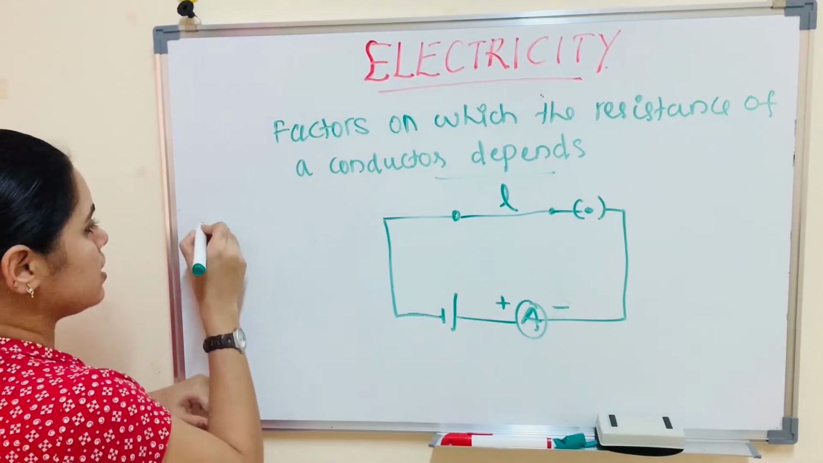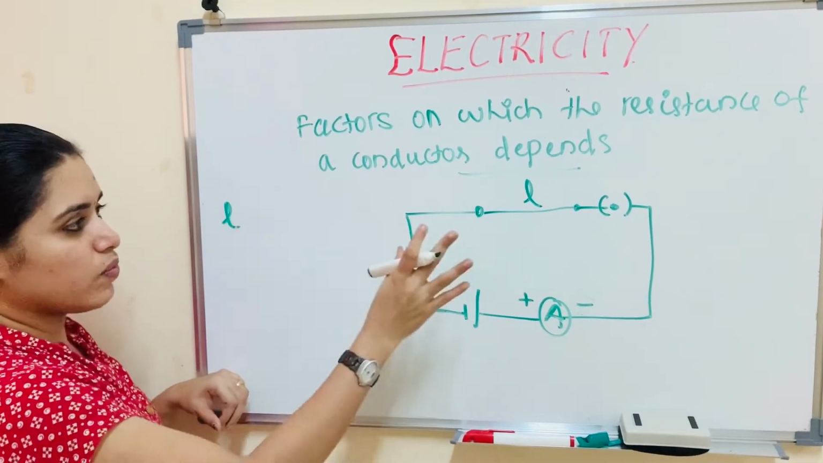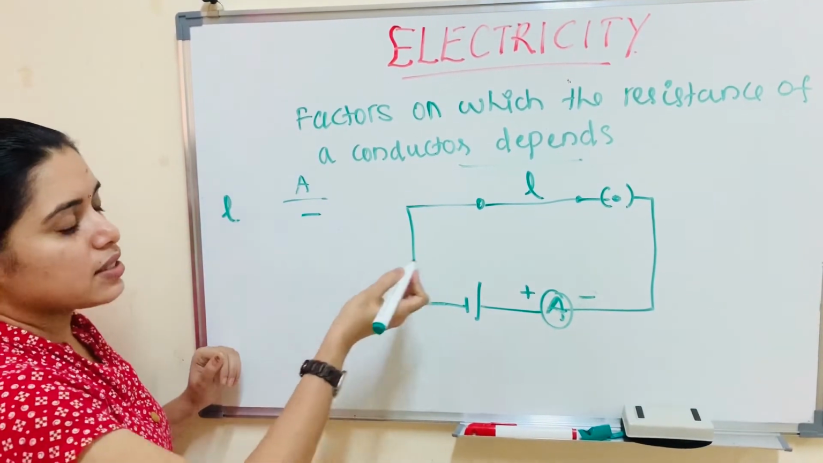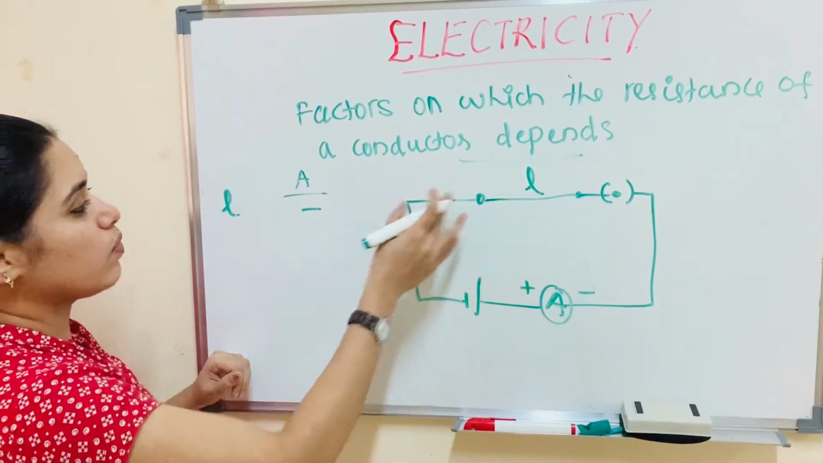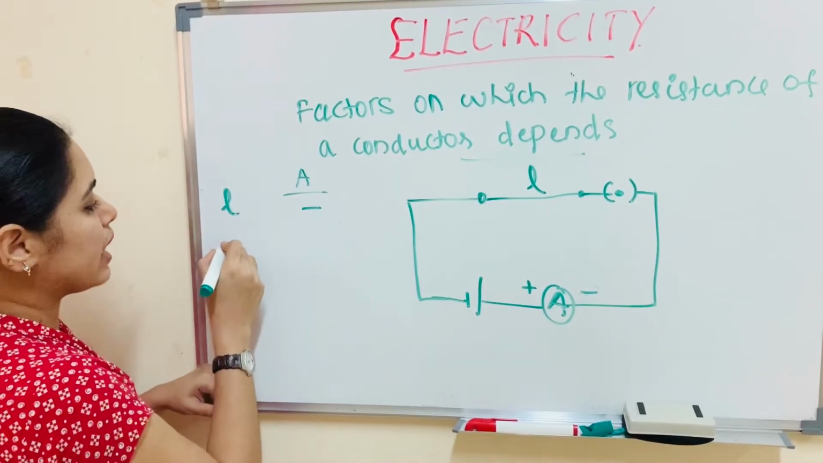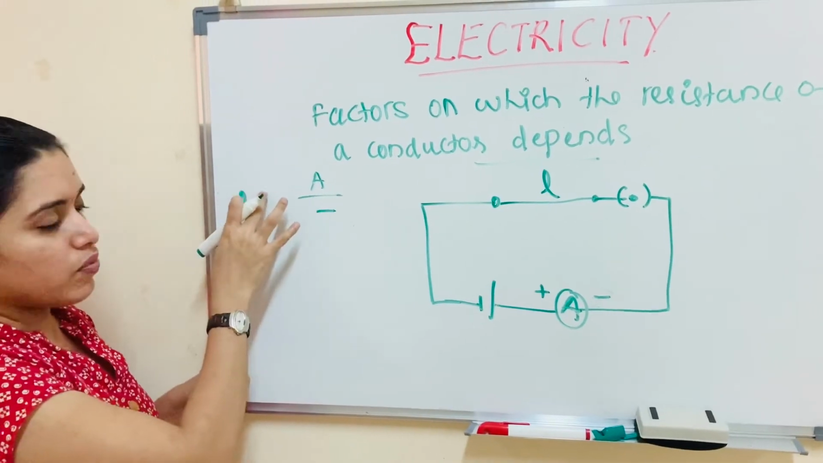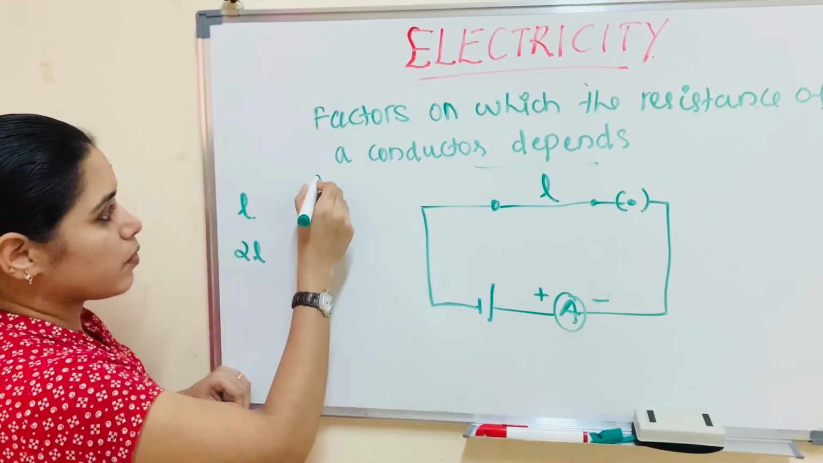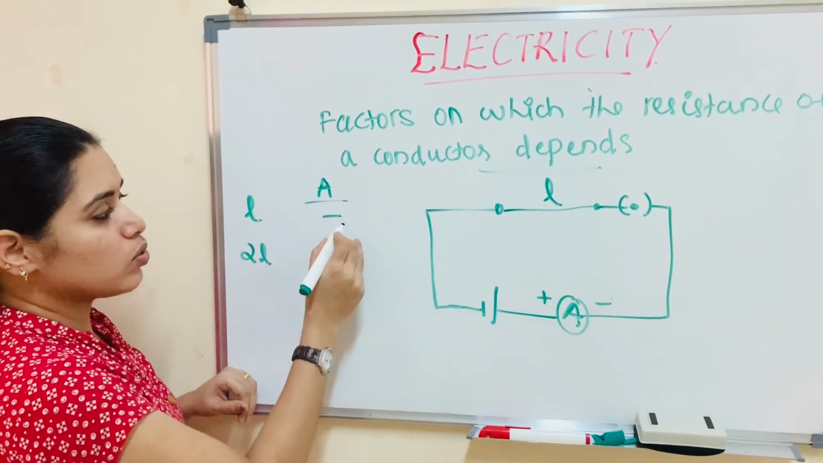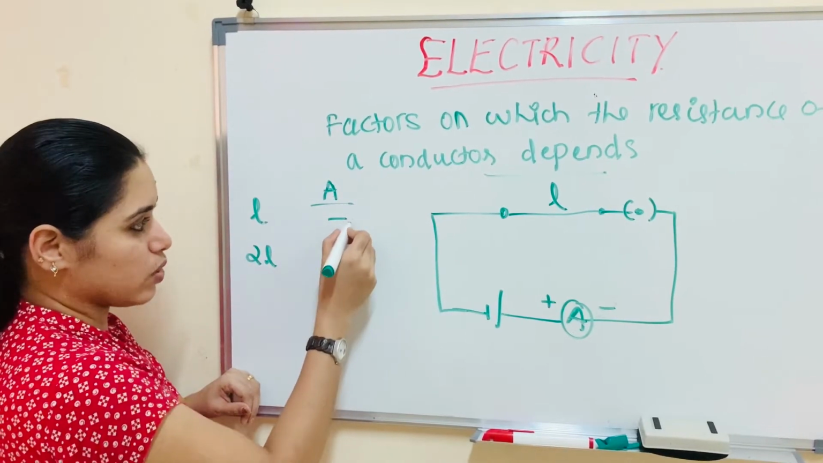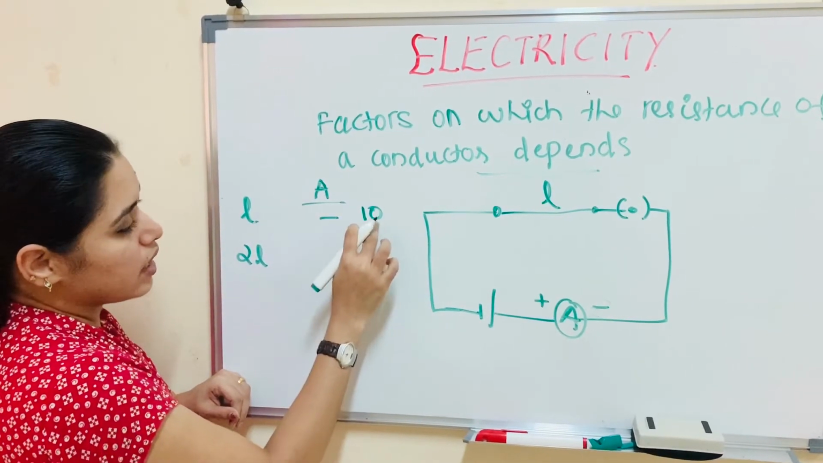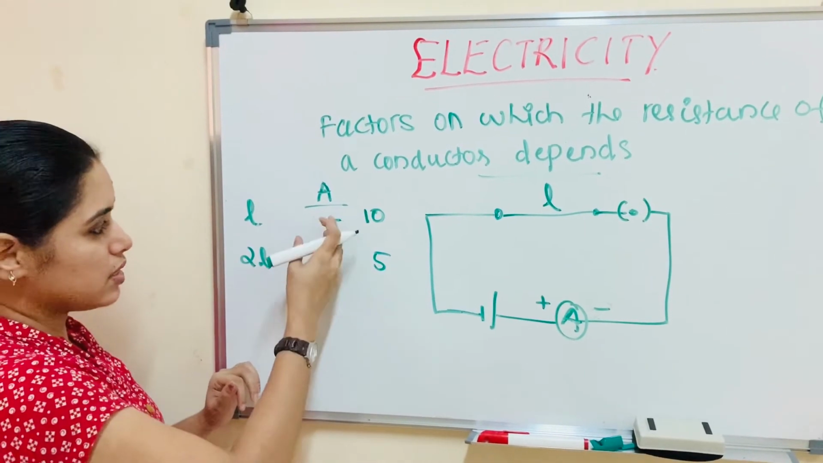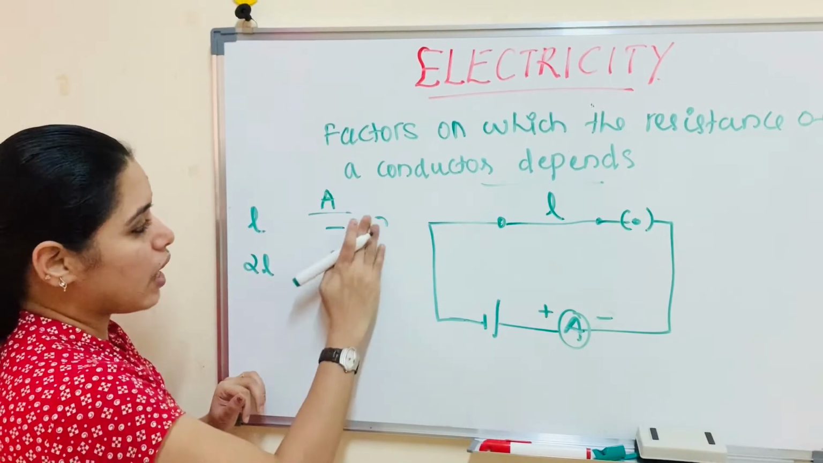For example, first we have a nichrome wire having length L and the corresponding ammeter reading is noted. And the second time we are replacing this nichrome wire by another nichrome wire having length 2L, double the length of the first wire. The thickness is the same, the length is doubled. Then measuring the ammeter reading. Now the ammeter reading will be half of the original. Suppose in the first case it is 10, then in the next case we will get 5. That is, the ammeter reading becomes half.